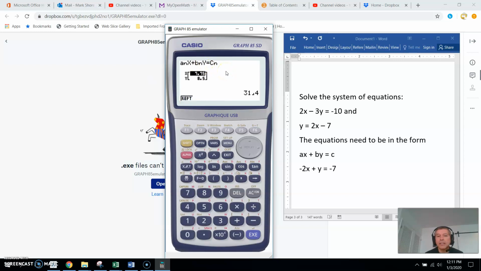So these equations that I just made up here have solutions of 7.75 for x, and here's the fractional answer, 31/4. And for y, the answer is 8.5, or as a fraction, 7/2. And that's where these 2 lines intersect.